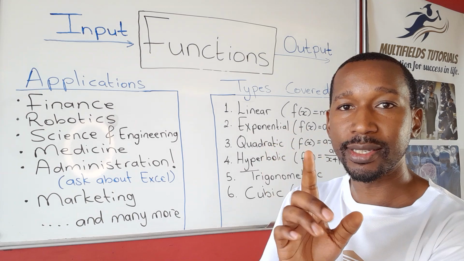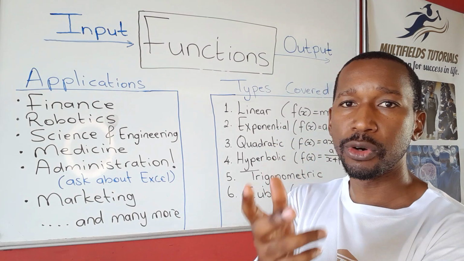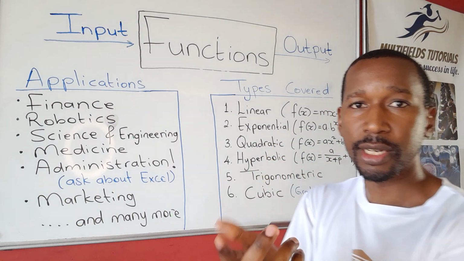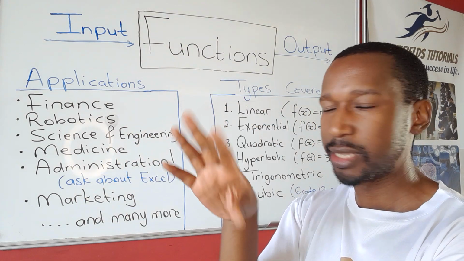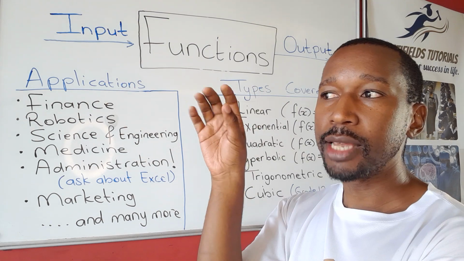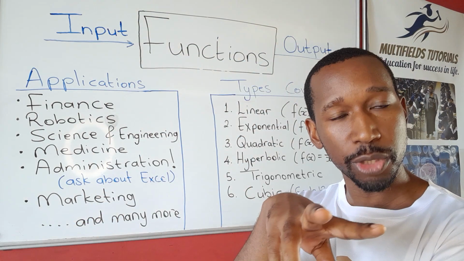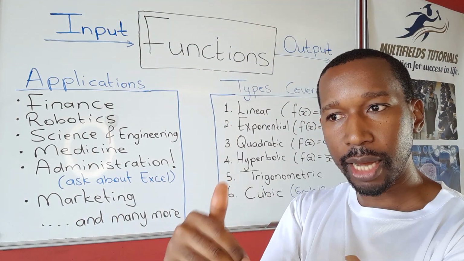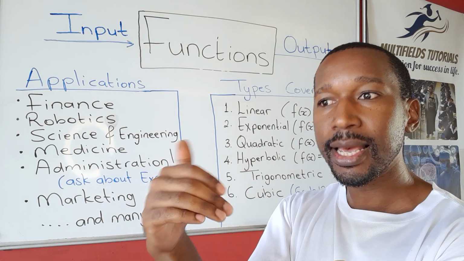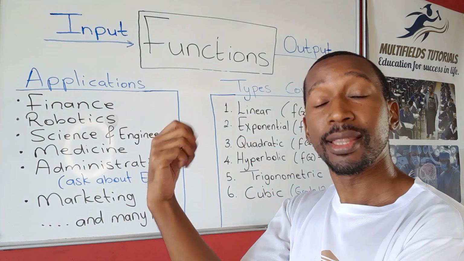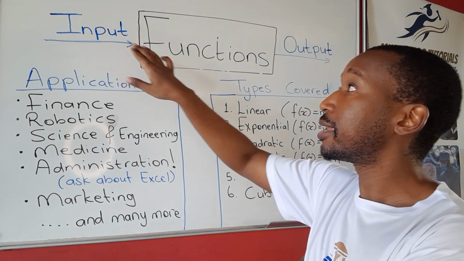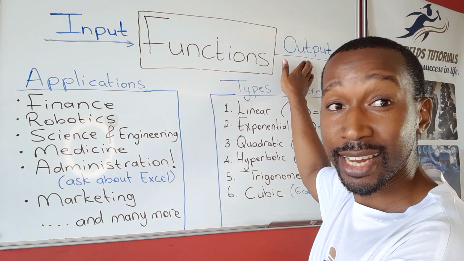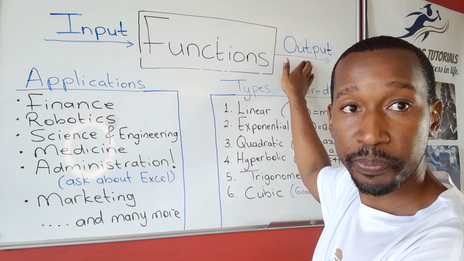Also, we have marketing. In marketing, a quick view of functions and their application is in when you Google a particular item, let's say an oven. And then you close Google, go to your social media page. As you scroll down, you'll start seeing ads that have to do with what you Googled. This is a use of a function. You put an input, which is the Google search, and then we give you an output, which is an ad that has to do with what you searched for.